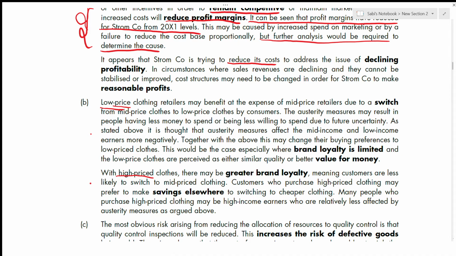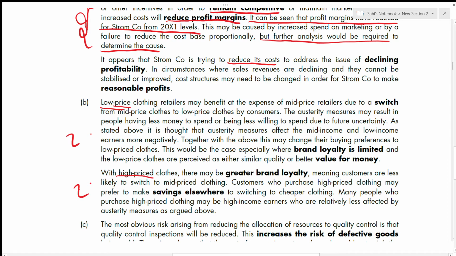Don't put low and high both together in one paragraph, and don't combine and talk together. Low and high is like this, like this, like this. No, it has to be separate. 2 marks for each. 2 marks for this, 2 marks for this.